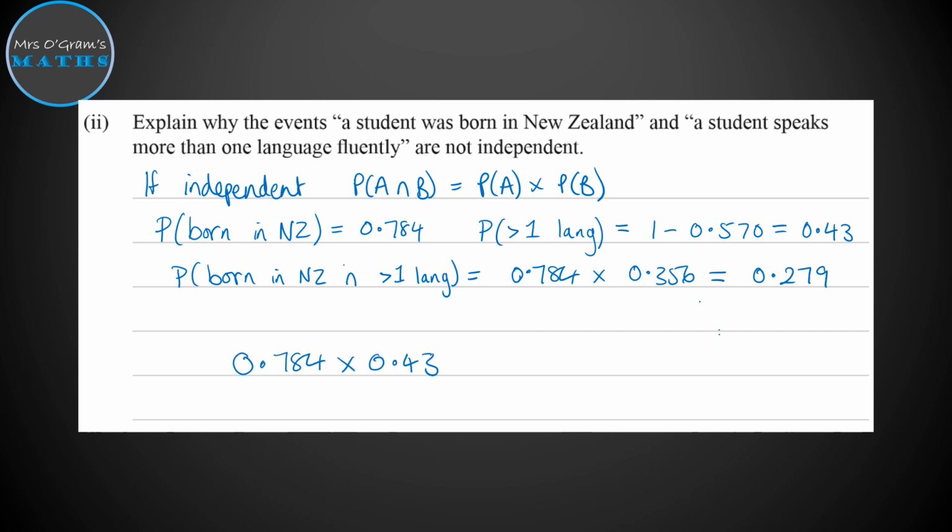So then we do our test for independence. So the probability of A times the probability of B will come to those two things multiplied together, 0.337, which of course is not equal to the 0.279 of probability of A and B. Therefore, these events are not independent.